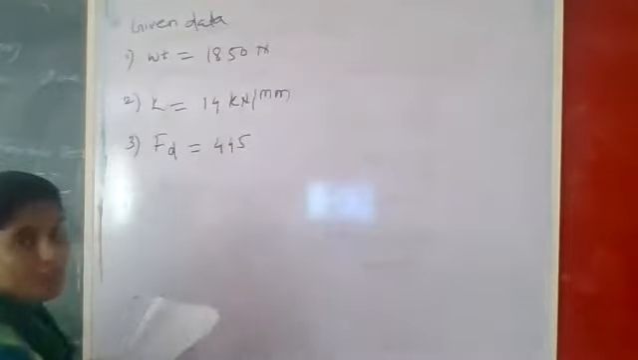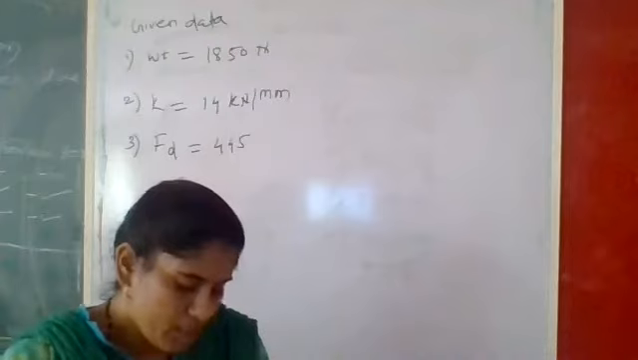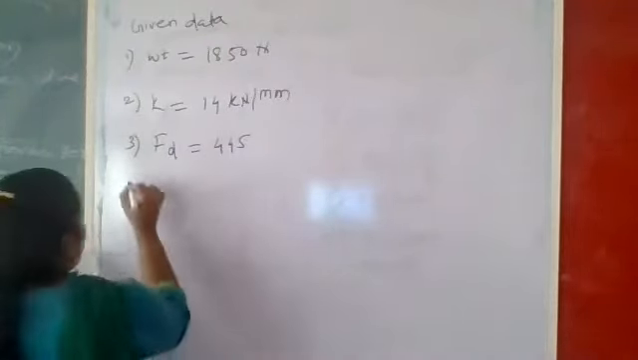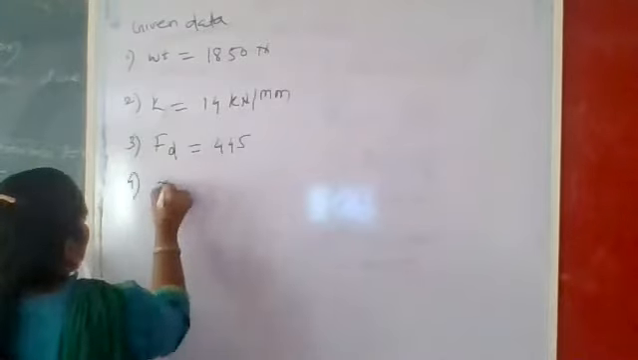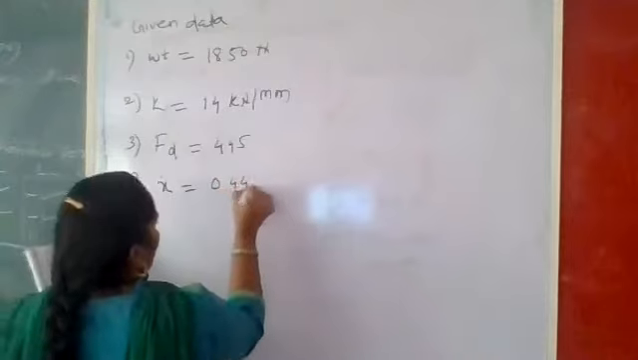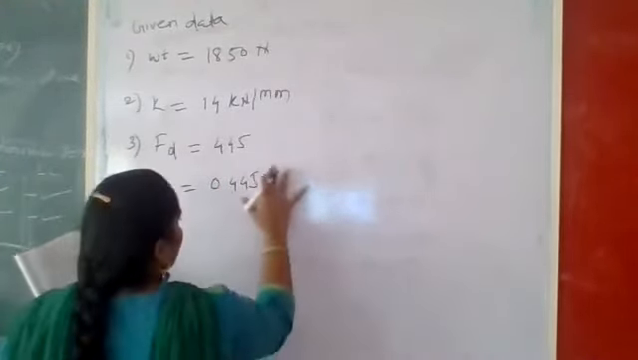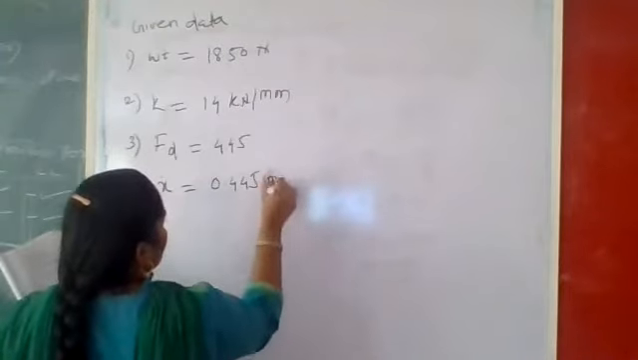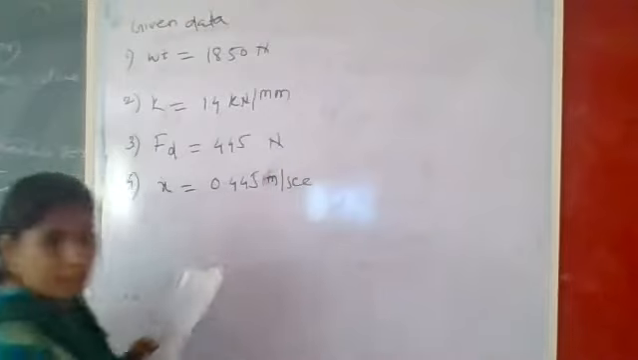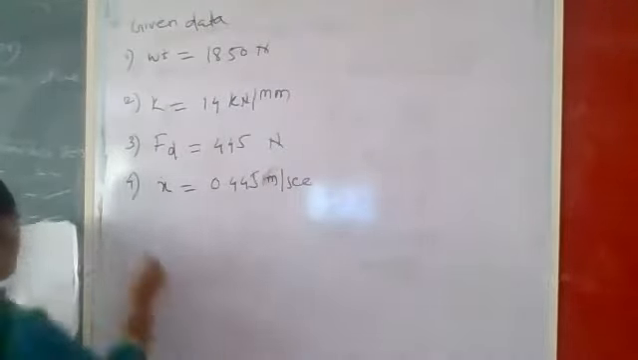That is the damping force which is produced in the system, and it produces a relative velocity. Which is the relative velocity? That is the fourth one, the relative velocity x dot, which they have given as 0.445 meter per second. In the first case, the force is 445 Newton they have given.